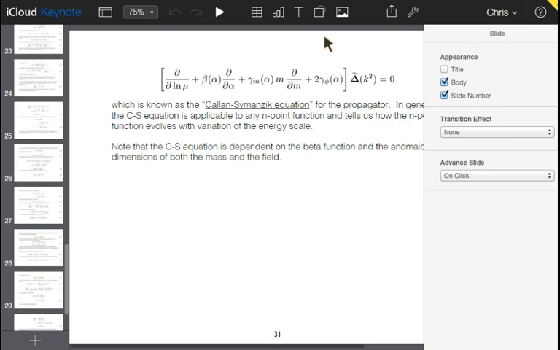So what we're trying to do is make a connection between this second order phase transition and the behavior of QFT.